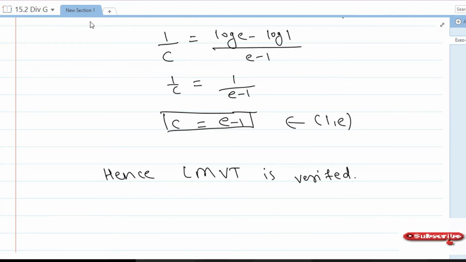समझ में आ रहा है? Yes, sir. Okay. Yes, sir. Directly I wrote here e minus 1 belongs to 1 comma e, how? Sir, e minus 1 lies. Yes, lies. Why does it lie in this 1 comma e?